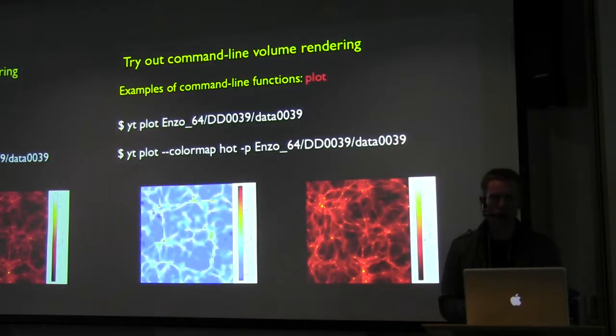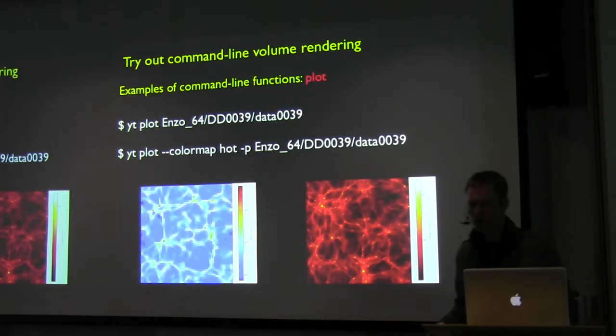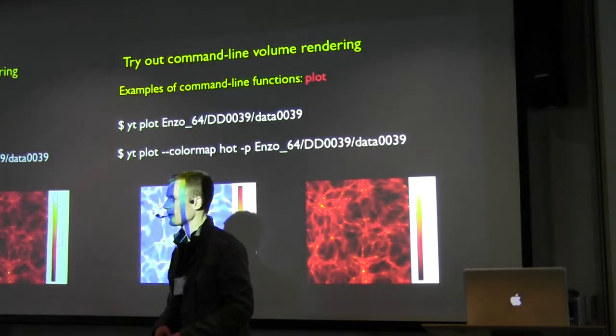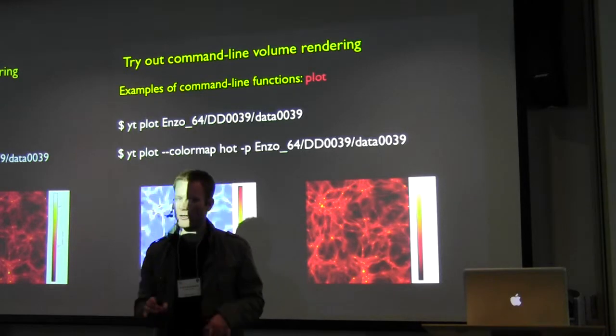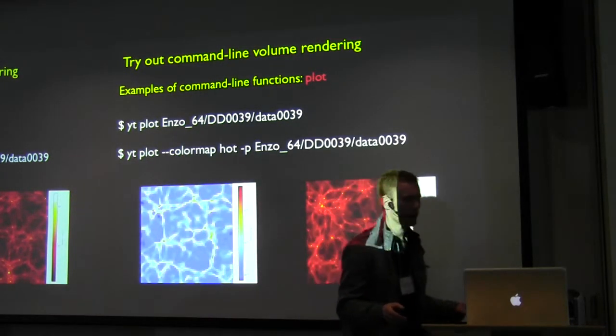Let's do YT plot. YT plot is pretty cool if you just want to get a plot collection with slices or projections along the different axes, so X, Y, and Z. You can specify a color map, as I did here, color map hot. And it's very quick to get an idea of what's going on with your data set, instead of having to sit down and make a script or go into IYT and start typing in all of these different commands. It's just really clean and really easy.